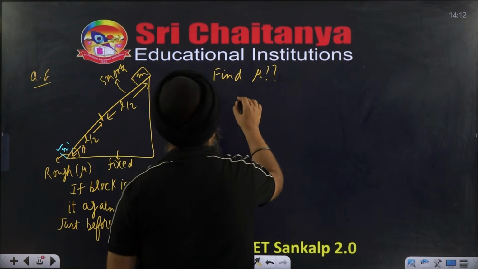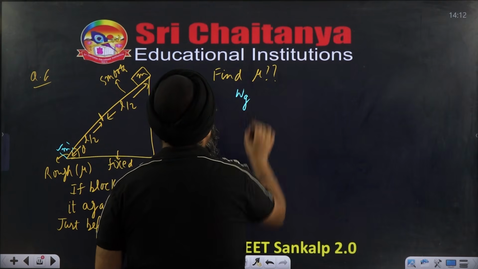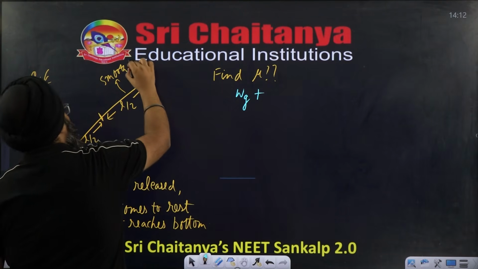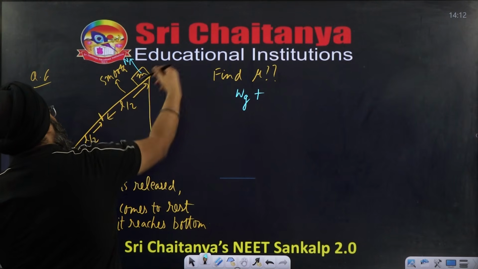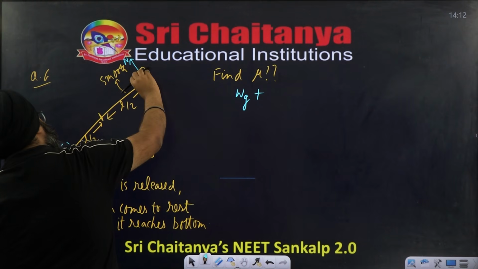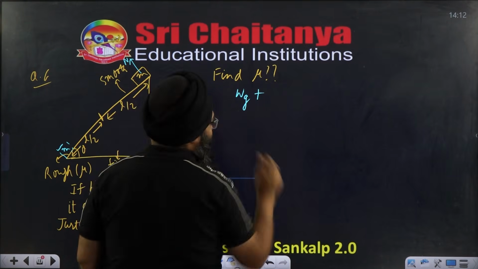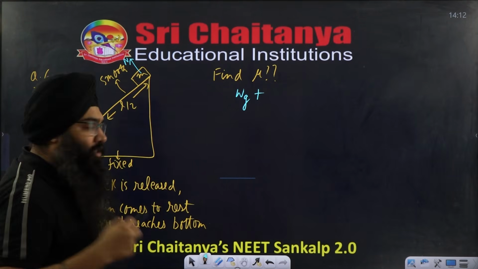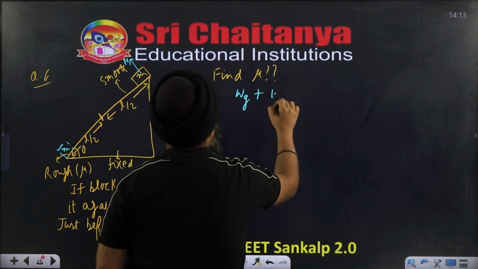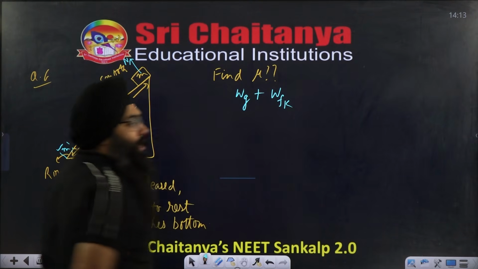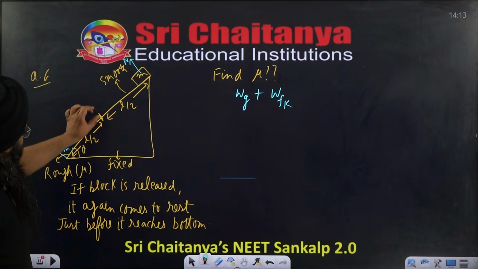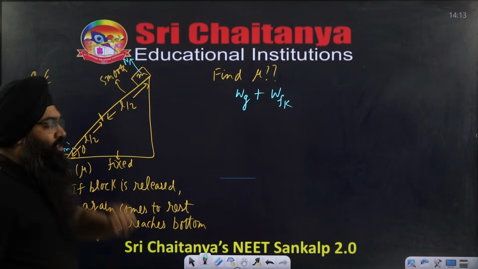Which forces are doing work? Gravity is doing work, obviously. Normal reaction will not do work because normal reaction is acting perpendicular to the displacement. The particle is displacing in this direction, normal is perpendicular to the displacement. So the work done by normal will be zero. Gravity is doing work and friction will do work. And which friction? Kinetic friction, because the block is sliding on this incline.